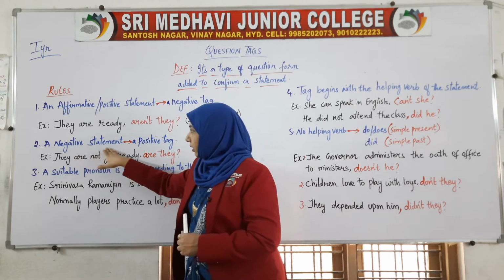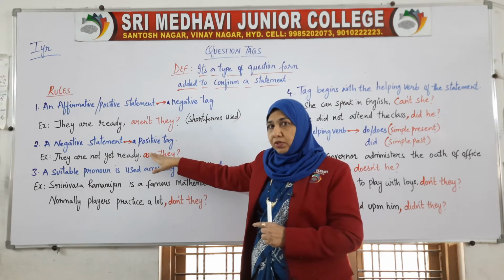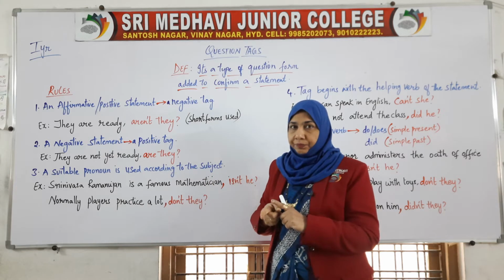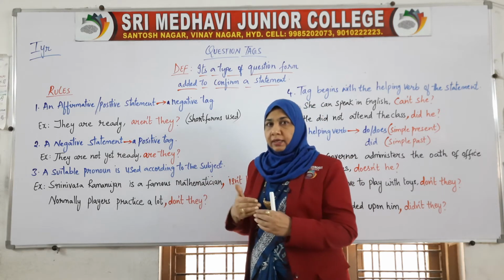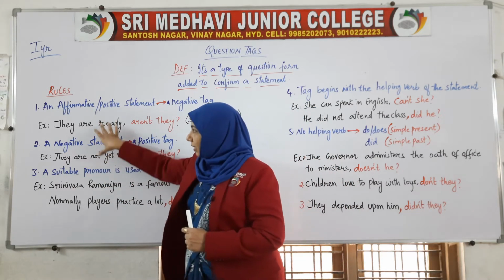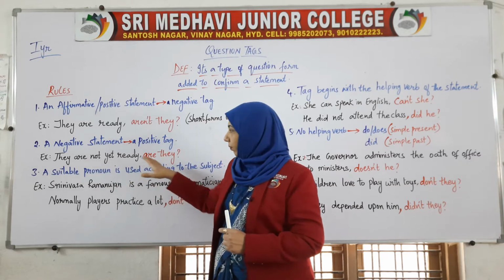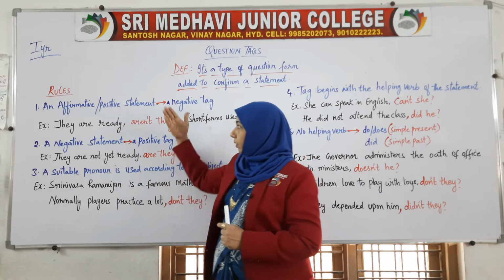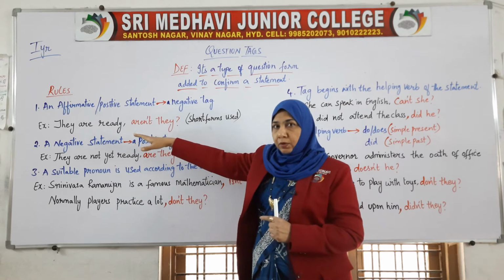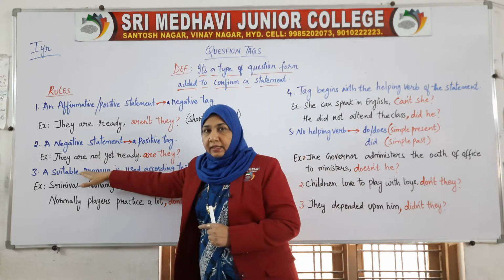Next is a negative statement. For a negative statement, we get a positive tag. For a positive statement, we get a negative tag, and vice versa. For example, "They are not yet ready." This is the same sentence but in the negative format. Here, for the positive statement we ask "aren't they?" Here we are asking "are they?" because the statement is in the negative.